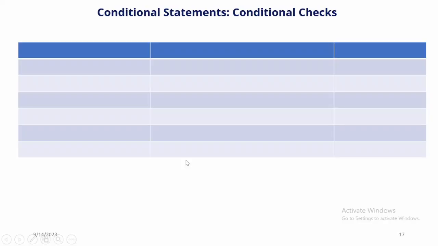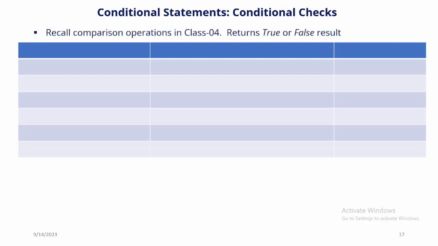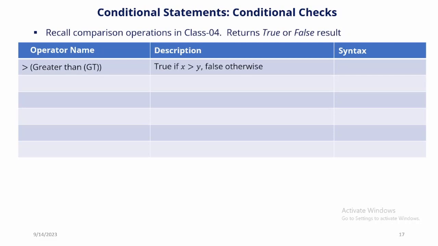Okay, so let's look at conditional checks. There are more conditional statements that we can actually think about. If you still recall the comparison operations that we studied in class 04, they usually returned a true or false result. So we'll look at several operators, their description, and the syntax that is used in executing them. There is the greater than operator, which is true if a variable x is greater than y and false otherwise. And the general syntax in Python is you just say x > y.